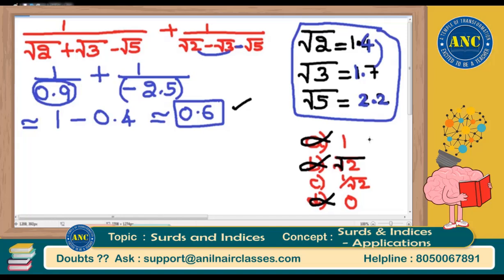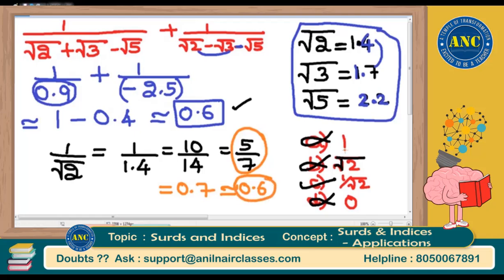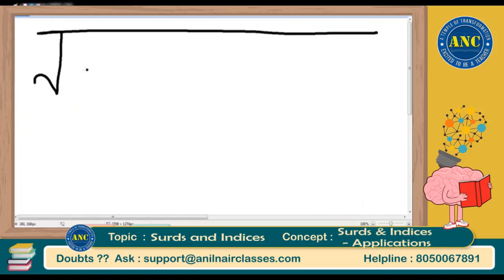Ruled out. Out of 4 answer options, 3 of them are incorrect. The one remaining should be correct. Or if you want, check it out, sir. What is the third option? 1 by root 2 is 1 by 1.4, which is nothing but 10 divided by 14, which is 5 divided by 7. I taught you in my fraction to percentages class. 5 by 7 is approximately 0.7. 0.7 is closest to 0.6 compared to all the other options. That should be the correct answer. How beautifully you can solve it, sir.